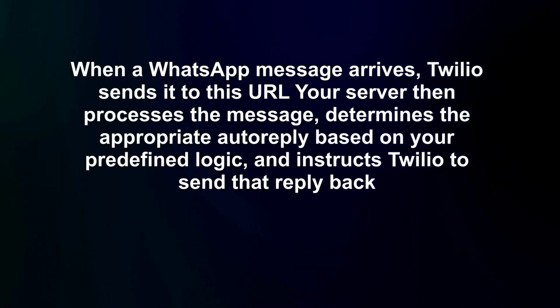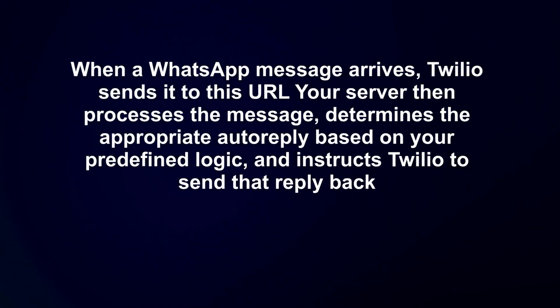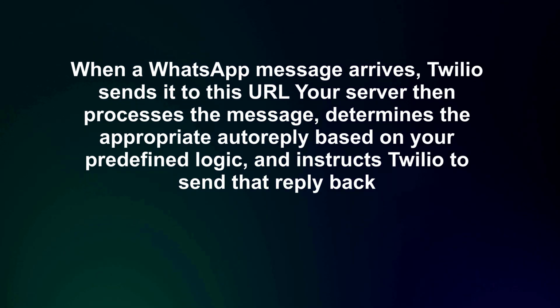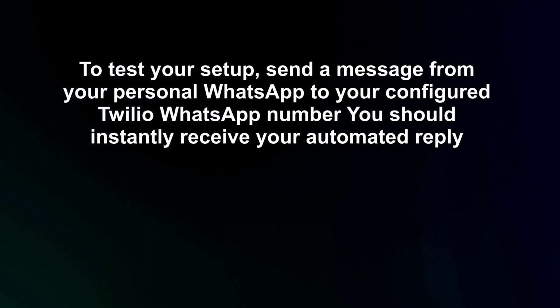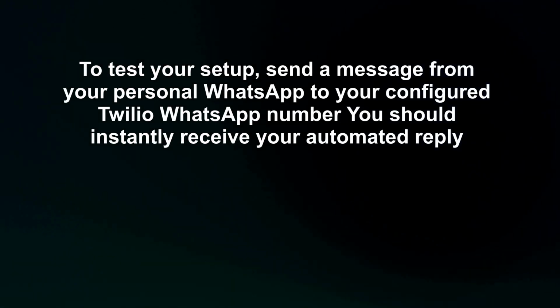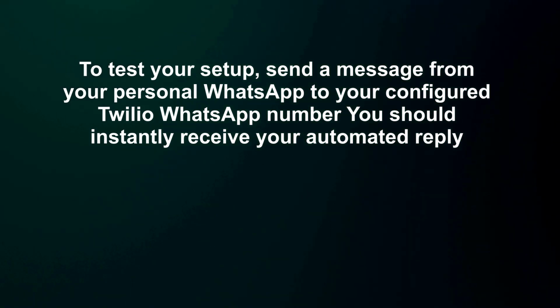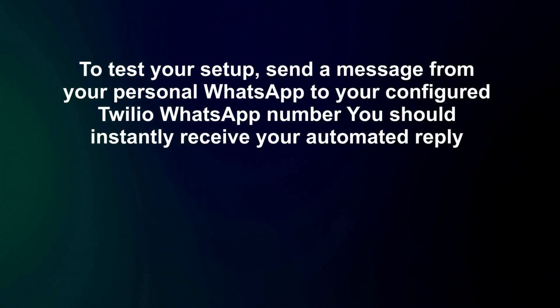Your server then processes the message, determines the appropriate Autoreply based on your predefined logic, and instructs Twilio to send that reply back. To test your setup, send a message from your personal WhatsApp to your configured Twilio WhatsApp number. You should instantly receive your automated reply.